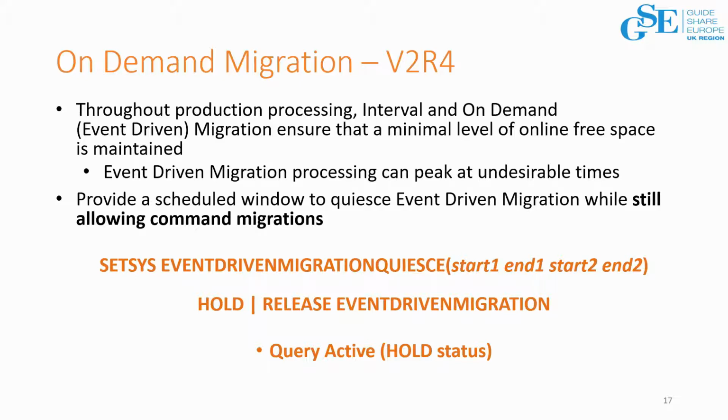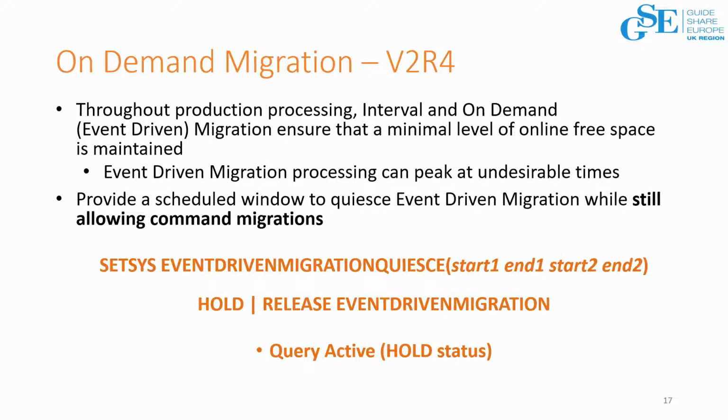So what you can do with z/OS 2.4 is quiesce event-driven migration. And this is helpful because sometimes on-demand migration or these other interval migrations can contribute to your peak rolling 4-hour average, and you don't want that happening. So what you can do is just enable this event-driven migration quiesce, and that will ensure during heavy times of CPU consumption, you can specify up to 2 windows where HSM won't process event-driven migration.